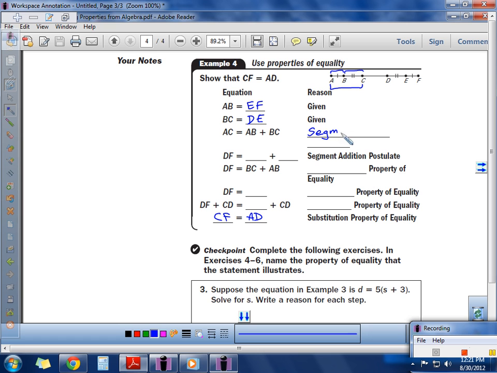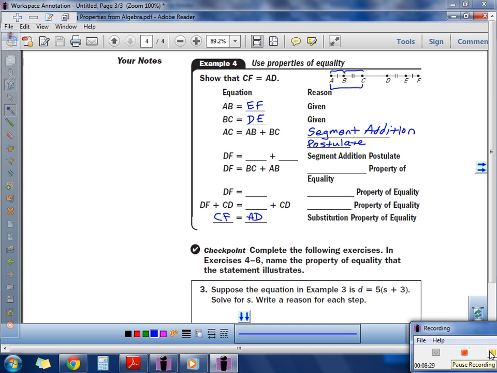We're going to use this one a bunch this year. Segment addition postulate. And remember, that one was part plus part equals whole.